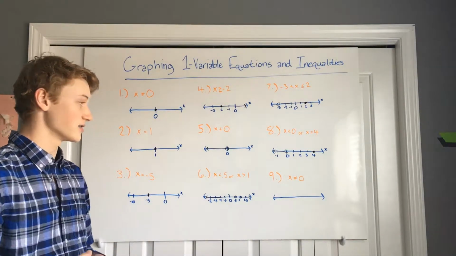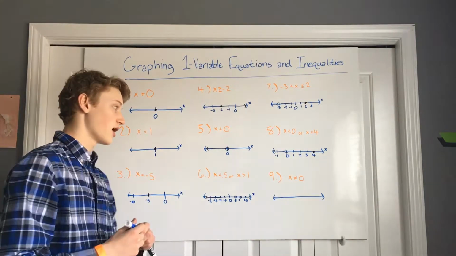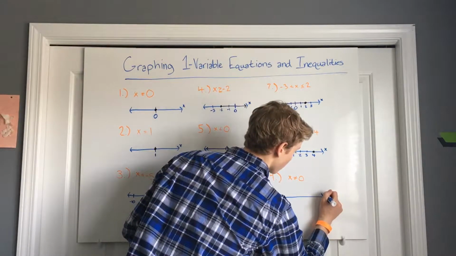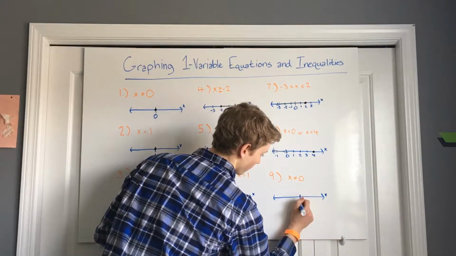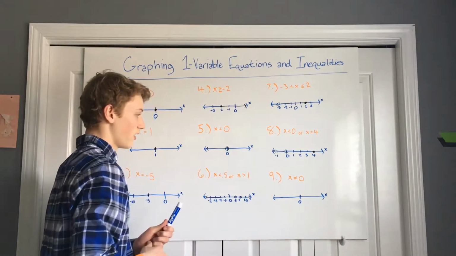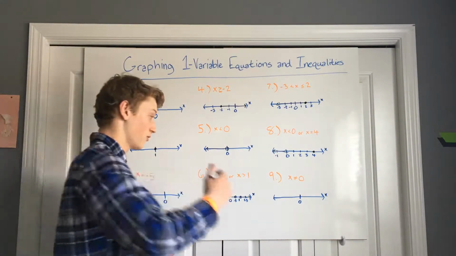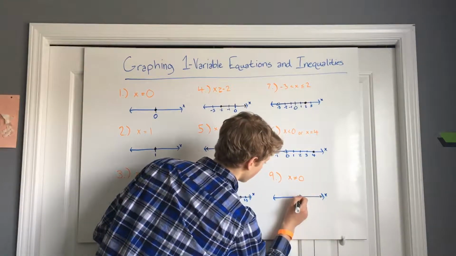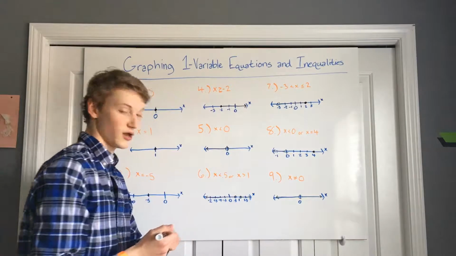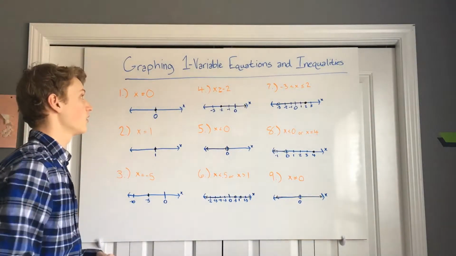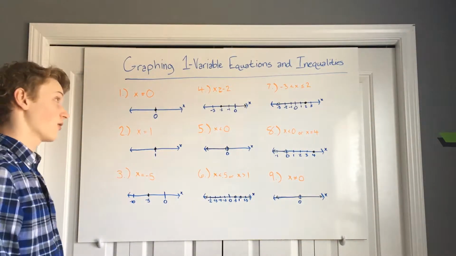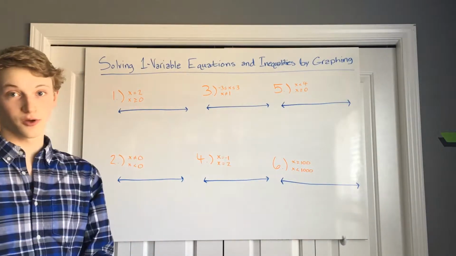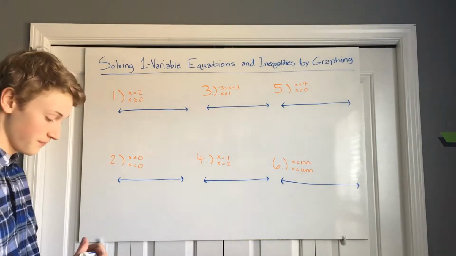Now finally, we have x is not equal to 0. This means x can be any value other than 0. So you might have already guessed it. We're going to put a 0 there. And because it's not equal to 0, we put an open circle and then arrows to both sides, meaning that it can be anything other than 0. That's how to graph one-variable equations and inequalities. So next we're going to learn how to solve one-variable equations and inequalities by graphing them.